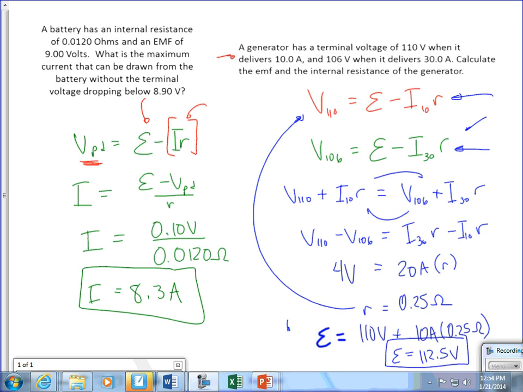It would help if I did my short division a little better. 4 divided by 20 is actually 0.20. So then we're plus 10 amps times 0.2 ohms, and that's 112. And then 106 plus 30 times 0.2, that's another 6, so there's your 112 again. So there's your EMF, 112 volts.